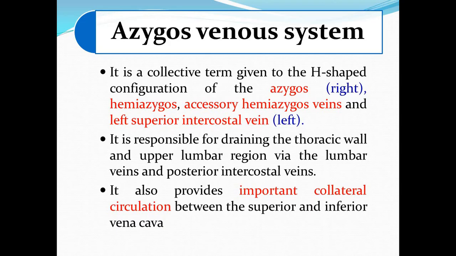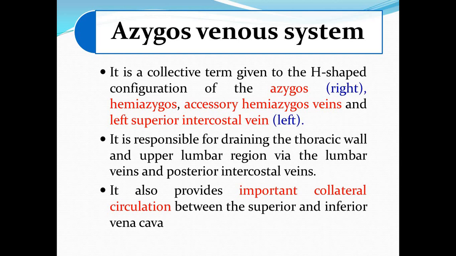We move on to talk about the azygos venous system. What is the azygos venous system? It is a collective term given to an H-shaped configuration of the azygos vein, which is located on the right side, and the hemiazygos, accessory hemiazygos, and left superior intercostal veins, which are located on the left side. So on the right we have only the azygos vein. On the left we have the hemiazygos, the accessory hemiazygos, and the left superior intercostal vein.